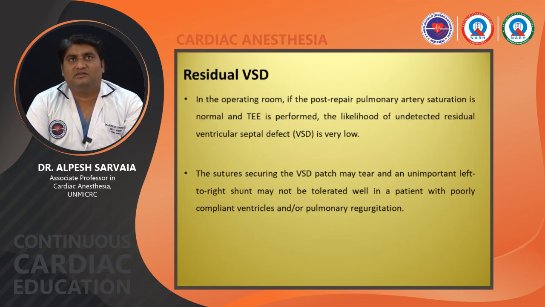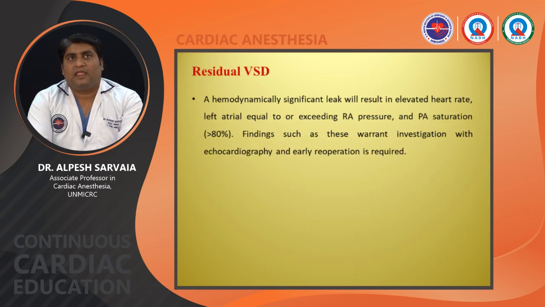The second one is residual VSD. In the operating room, if post-repair pulmonary artery saturation is normal and TEE is performed, the likelihood of a missed residual ventricular septal defect is very low. The sutures securing the VSD patch may tear, and even an unimportant left-to-right shunt may not be tolerated well in a patient with a poorly compliant ventricle and or pulmonary regurgitation.